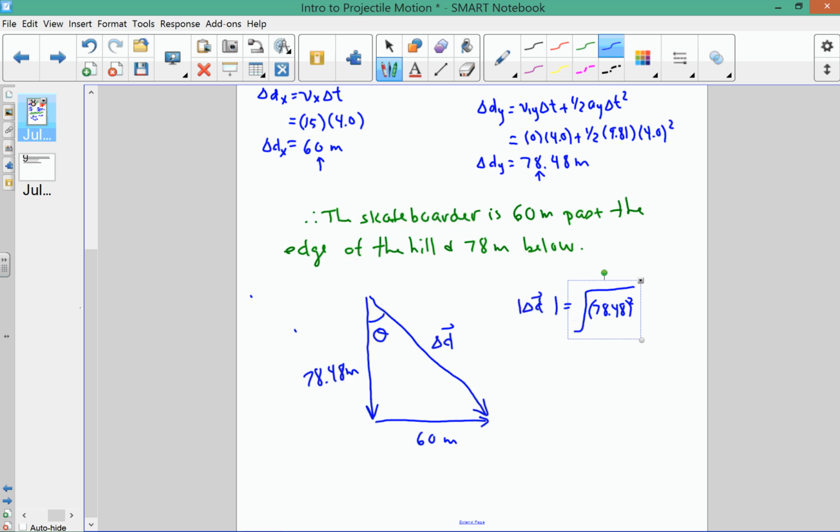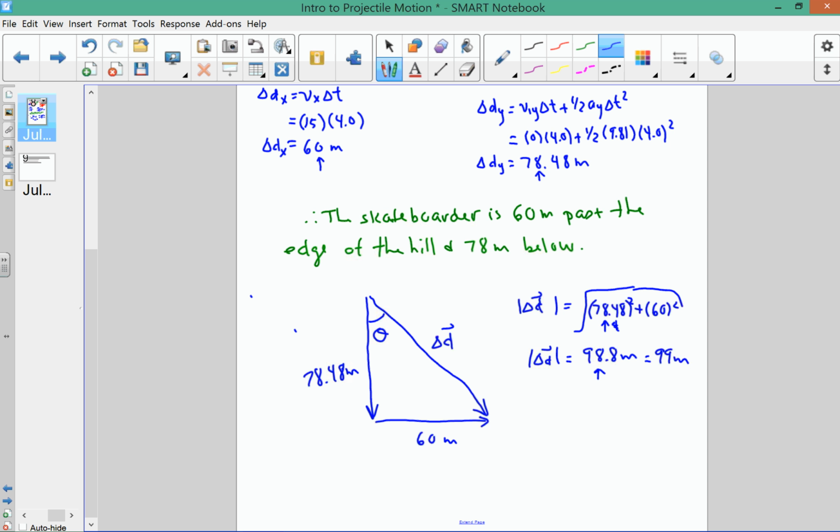78.48 squared plus 60 squared. So when I plug that into my calculator, here's what I get: 78.48 squared plus 60 squared, take the square root of the whole thing. I get 98.8 meters. But since I'm only interested, because remember, this one I was only interested to the ones place, I've only got 2 significant figures. That's actually 99 meters. That's the magnitude of the displacement.